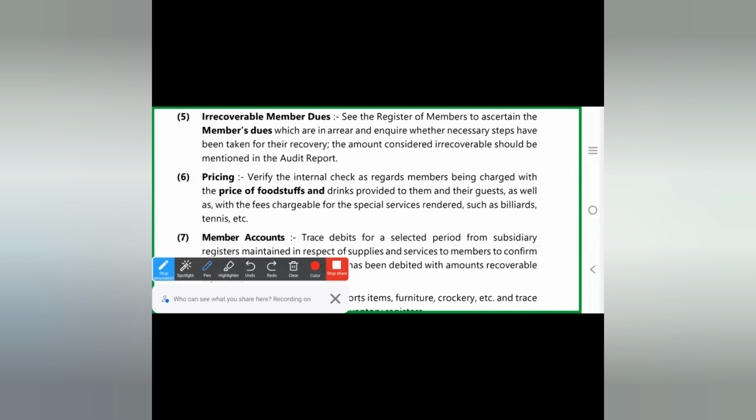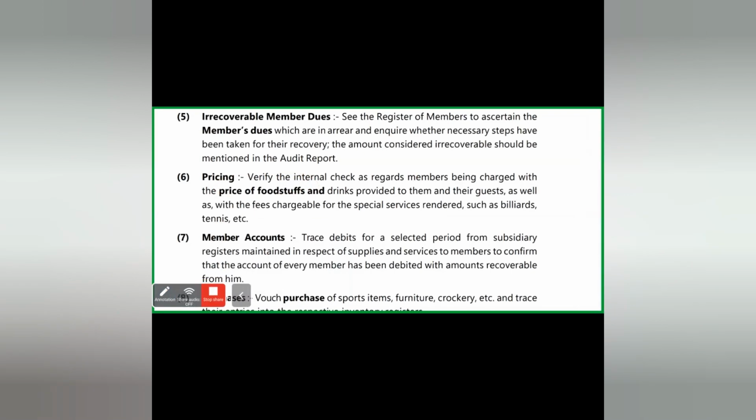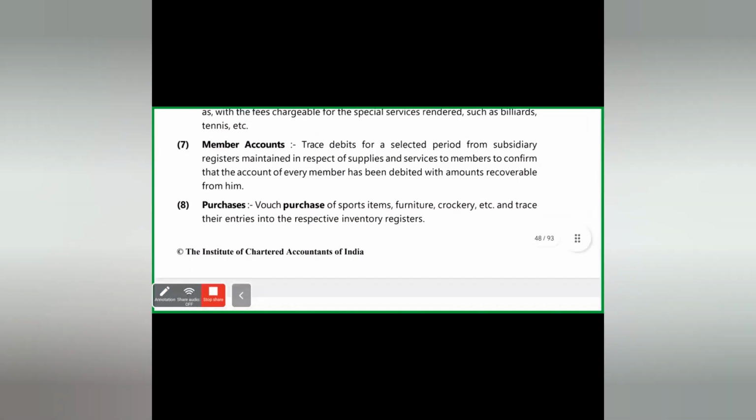In case of pricing, verification of internal check as regards to members being charged with price of foodstuffs is very important here. Also, drinks provided to them and their guests, as well as the fees chargeable for special services rendered, such as billiards, tennis, has to be internally verified.